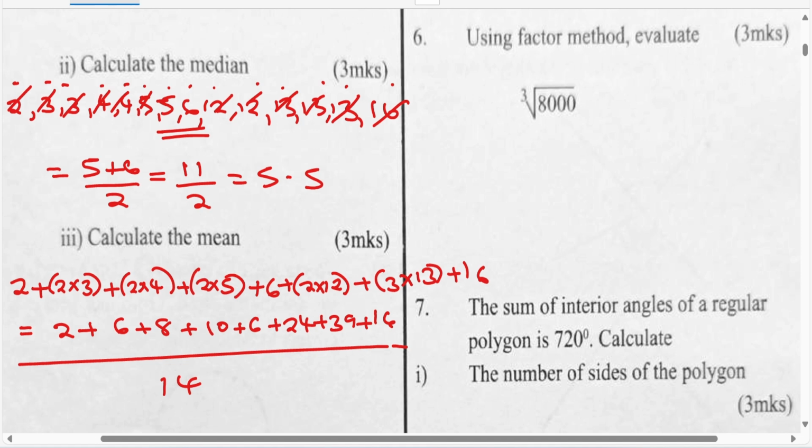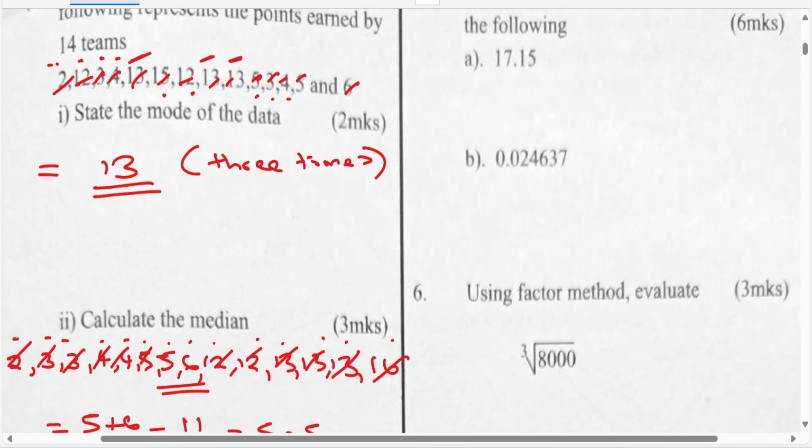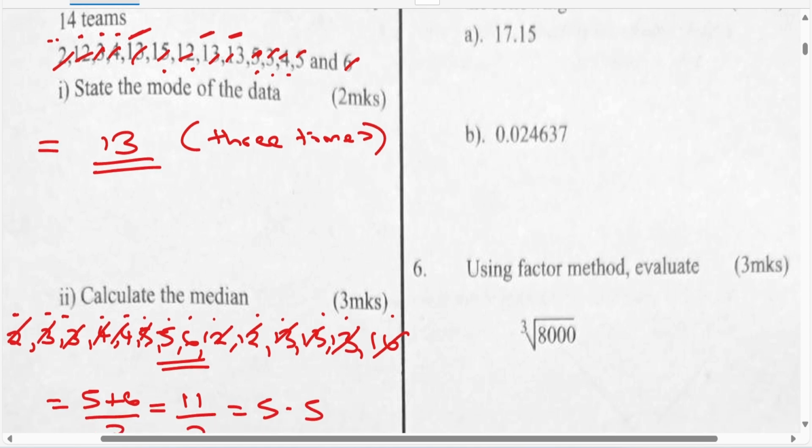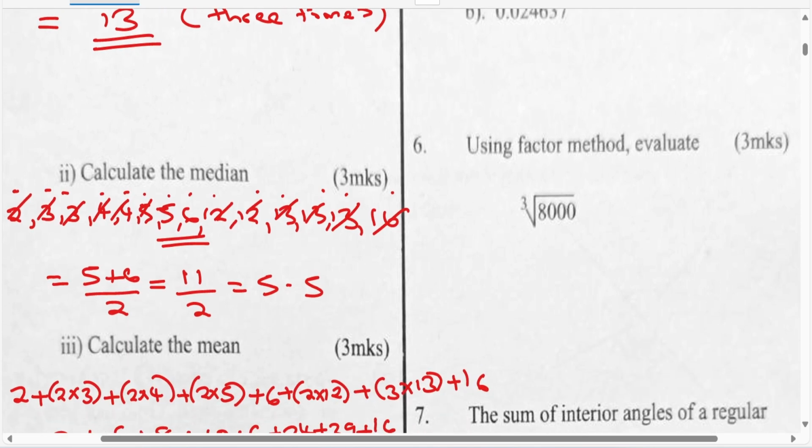But let me confirm. 2 plus 3 plus 3 plus 4 plus 4 plus 5 plus 5 plus 6 plus 12 times 2 plus 13 plus 13 plus 13. Did I leave one number? Was there 15? Maybe there was 15. Was there 16? No, there wasn't 16. It was 15 basically. So this one, I think it was 15.